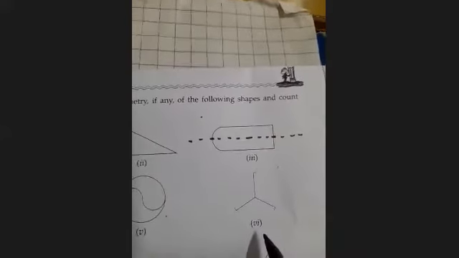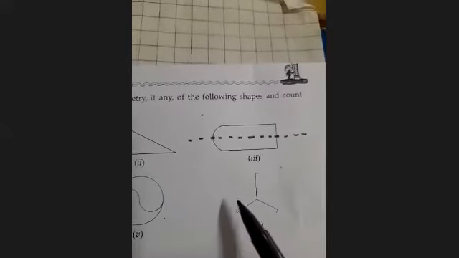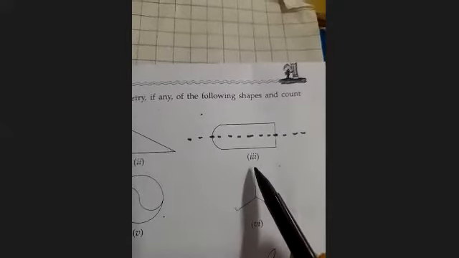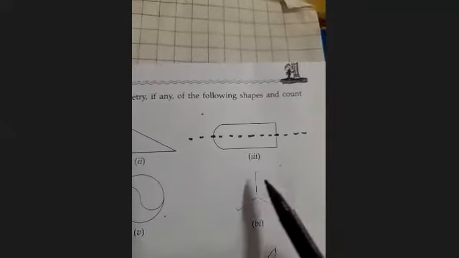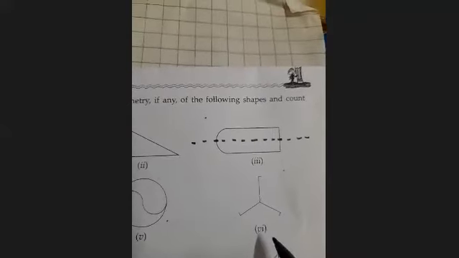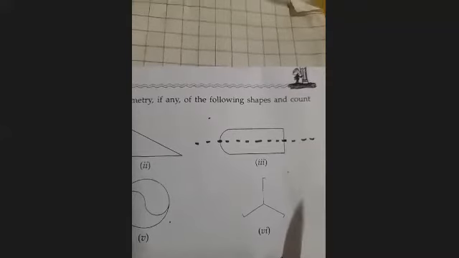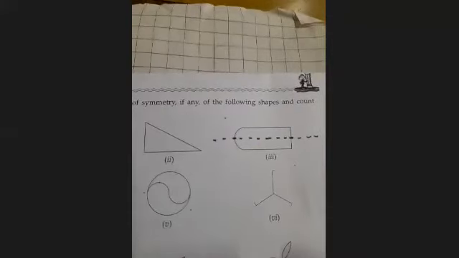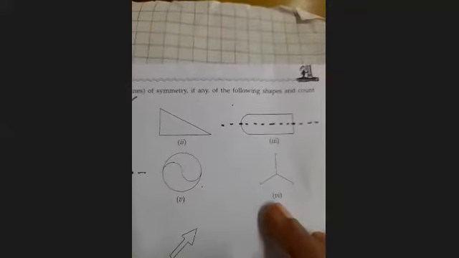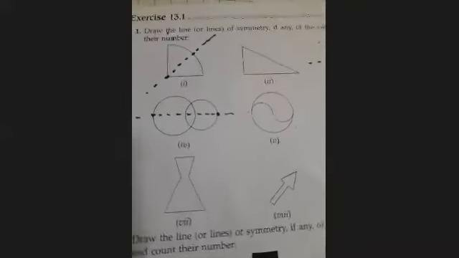Same as sixth. Now fold it vertically or horizontally. If we fold vertically, this part is not covered. Again, we fold like this. So again, in the sixth part, we have zero lines of symmetry. In the fifth and sixth parts, we have zero lines of symmetry. Next is the seventh part.